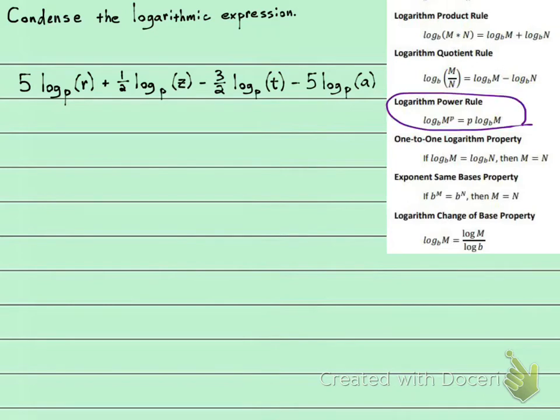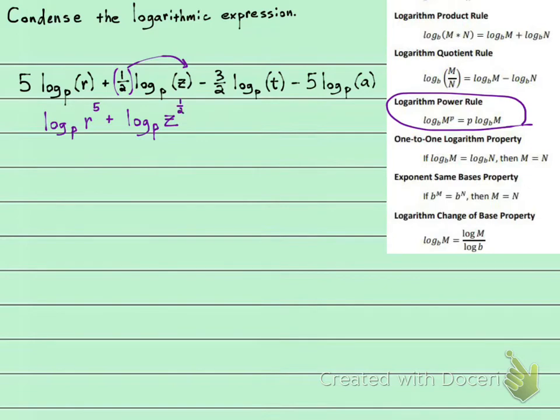First, this 5 is going to come up and become the exponent on the r. So I will have log base p of r to the 5th plus, all right, we're going to take this 1/2 and bring it up here and make it an exponent on the z. So log base p of z to the 1/2 power.